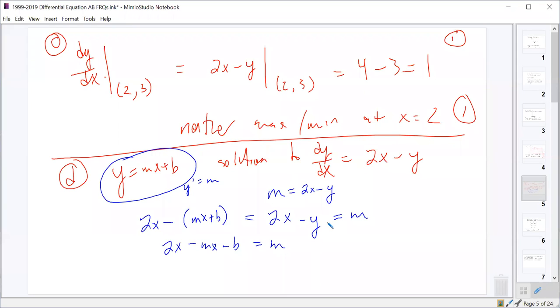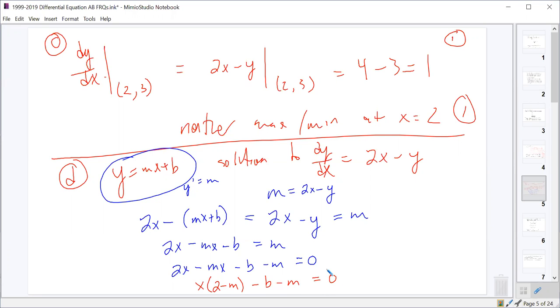Yeah. Okay. So from there, we're going to bring the m that's on our right-hand side over to the left-hand side, and we're going to use this cool little trick. We're going to say 2x minus mx minus b minus m equals 0. And then I'm going to factor. What can I factor out of these first two terms? X, right? So that gives me x times (2 minus m), and then minus b minus m equals 0.